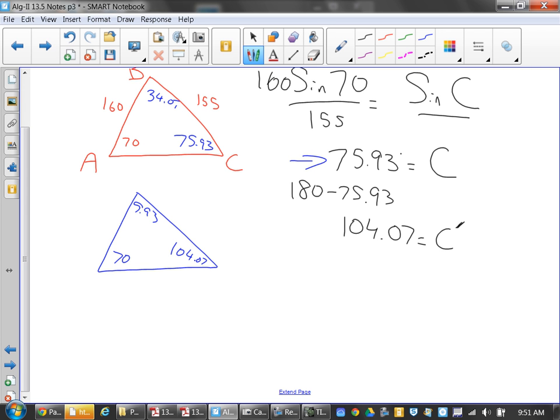Because the calculator is only going to find it in the first quadrant. It only finds it in the first quadrant. We talk about that in the middle of chapter 13. So that's how this one works.